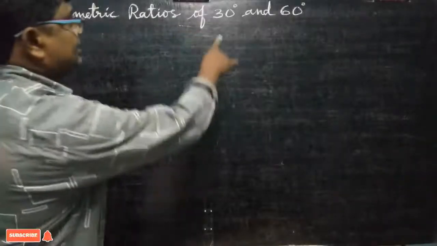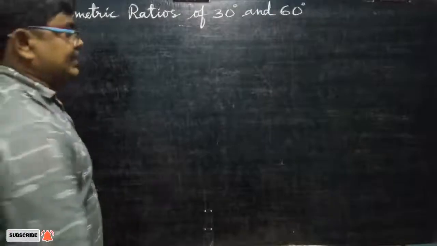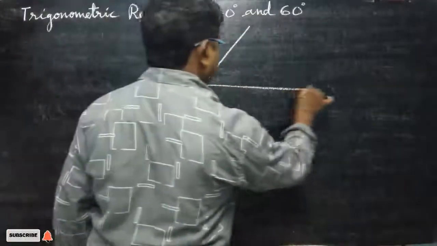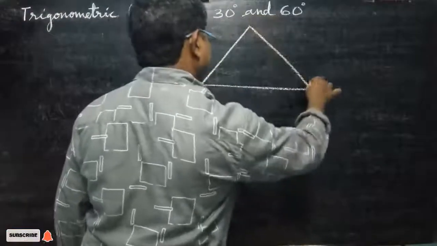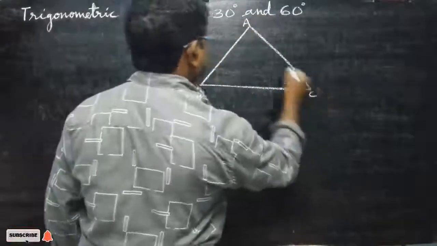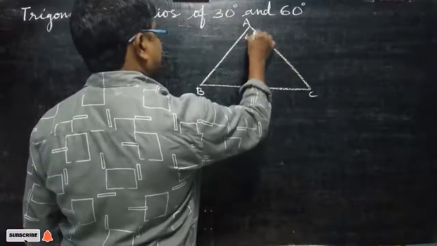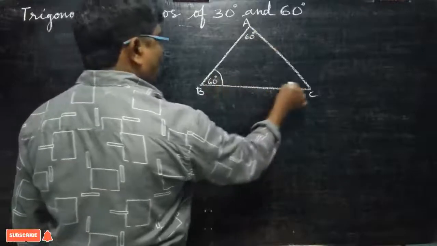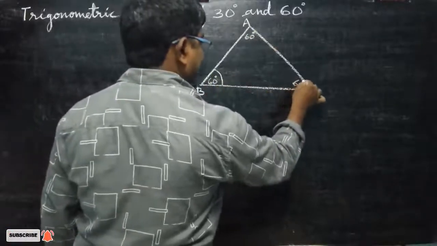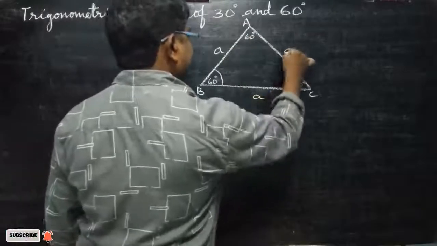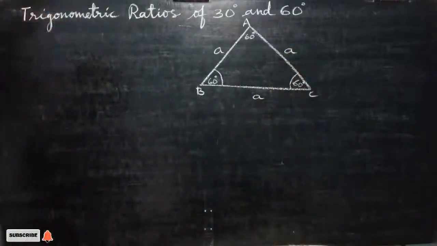Trigonometric ratios of 30 degrees and 60 degrees. This time you draw an equilateral triangle. ABC is an equilateral triangle. What are the properties of an equilateral triangle? All the three sides are equal and the three angles also will be equal.